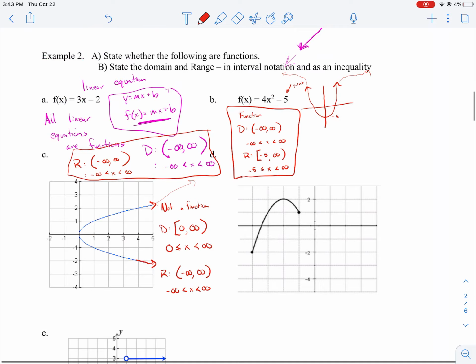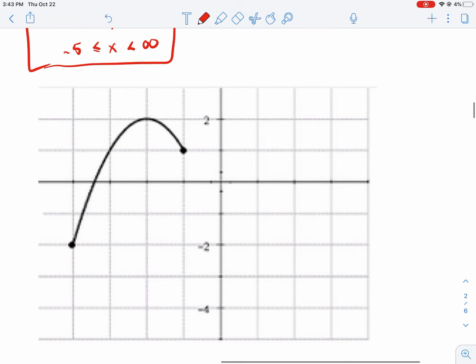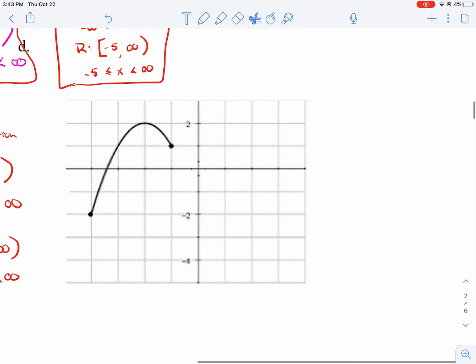Let's look at the next one. Now, this one passes the vertical line test. So we're good here. So this guy is a function. Give myself some space.